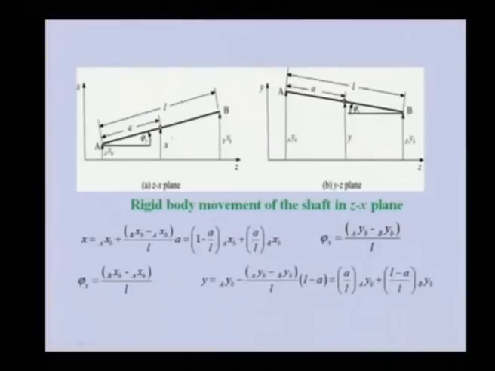So, you can see x, we can write it as x_A plus the difference between the two displacements divided by L, that will be basically the slope of this line, times A, because A is the distance of the disc from the left end. So, this will give us A. That is the value of the slope times this distance. So, that gives us the total displacement at the disc location due to the bearing displacements.